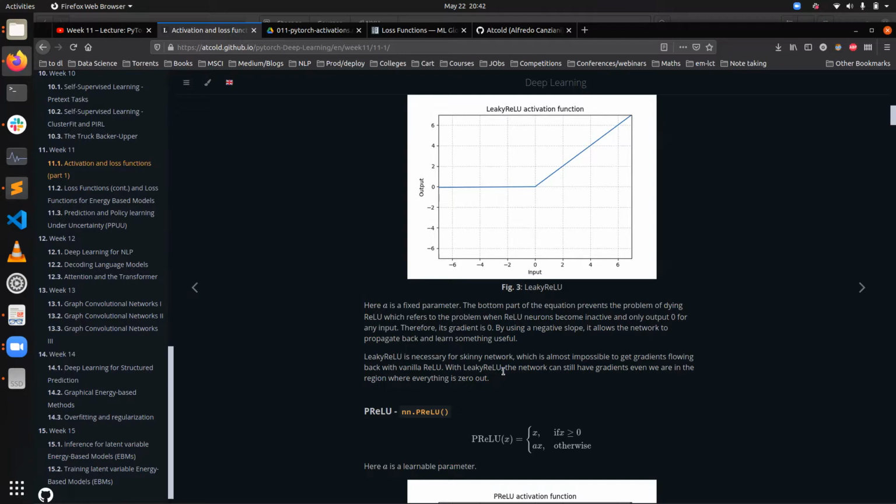Is it longer? Smaller ones are more prone to dying neurons. Yeah, dying. So leaky ReLU is more necessary for skinny networks to get the gradients flowing back. Skinny in the sense of long, right? Long and not wide, or longer compared to its width.